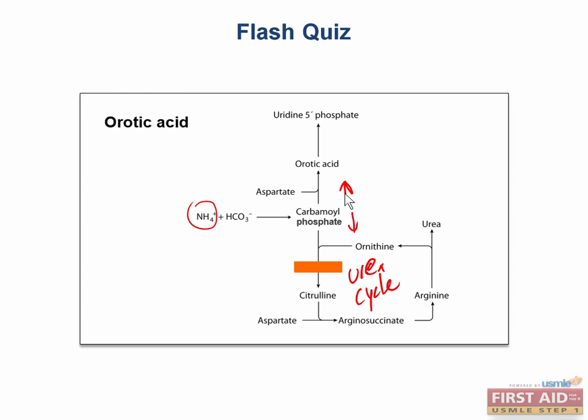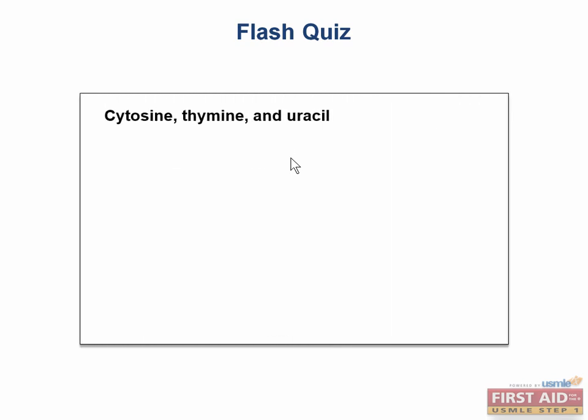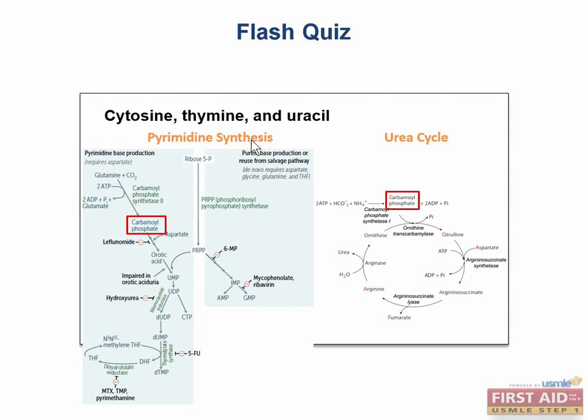So let's go ahead and take this one a little bit further. Carbamoyl phosphate can also be used to build pyrimidine nucleotides, which I just said. So what are those three pyrimidine nucleotides? Well, you learned these earlier in the biochemistry molecular section. These will include cytosine, thymine, and uracil. So here we can see two pathways side by side. These are both metabolic processes that use carbamoyl phosphate, and we're going to look at them together.